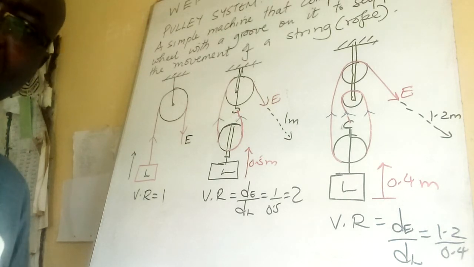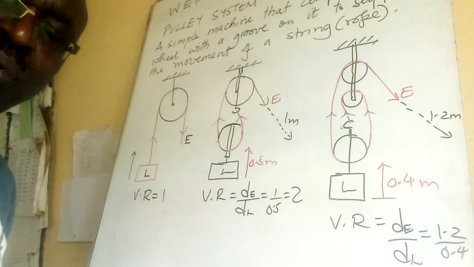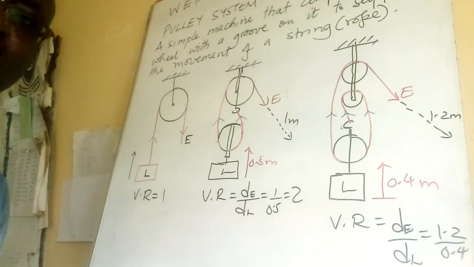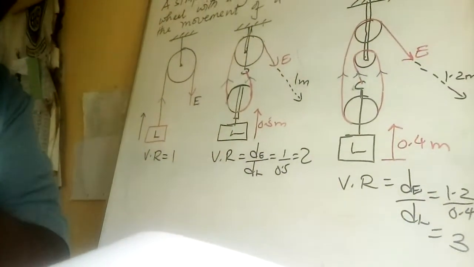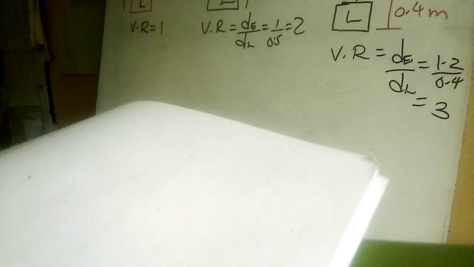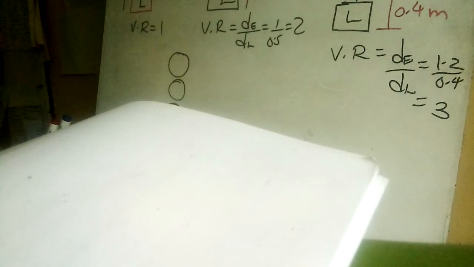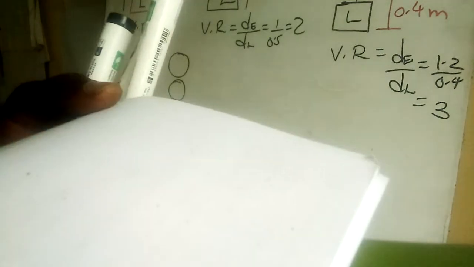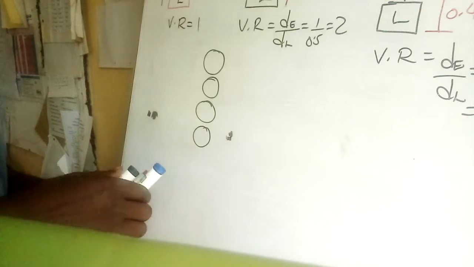I want to conclude by doing just one more thing. How do you draw a rope on a given number of wheels? I will again want to focus my camera right down here, so that we are able to see what I mean by rope going round. So I have here, for example, 1, 2, 3, 4. Let me focus it a bit better. So I have the 4.